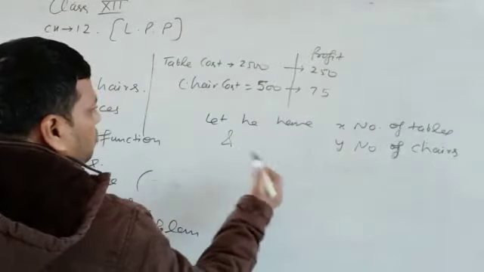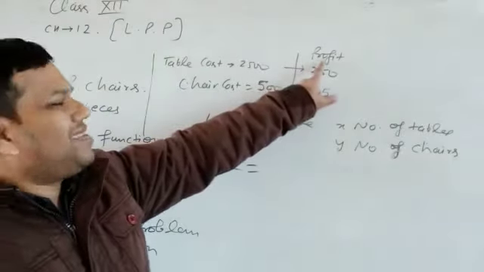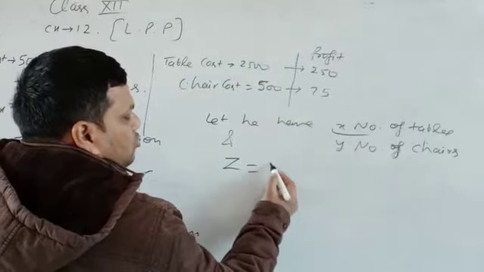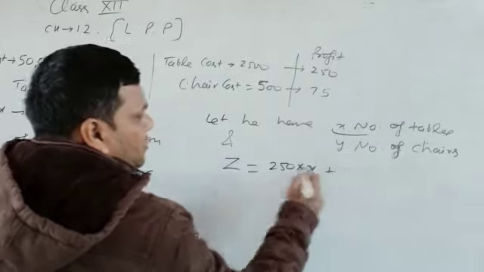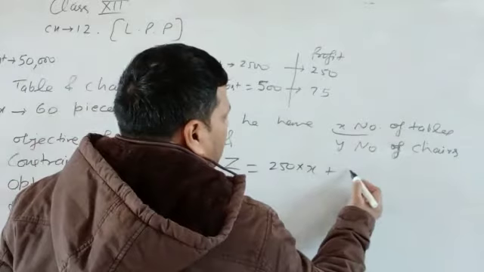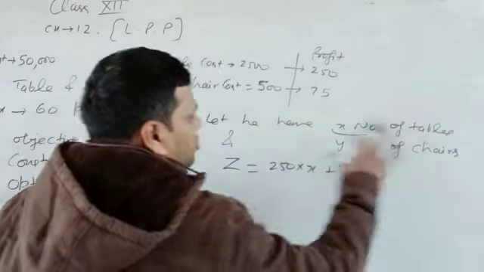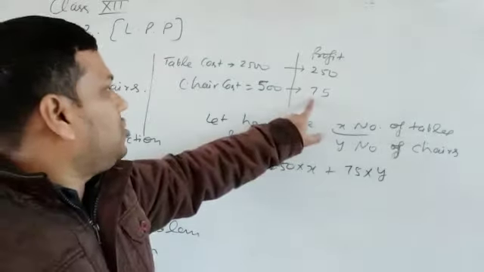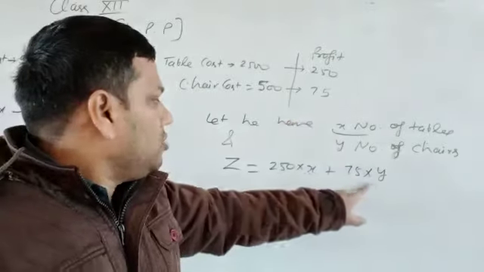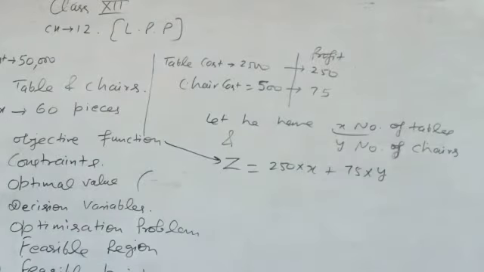Now you should know what the objective function is. The objective function is the maximum profit. If he invests in x number of tables, then 250 into x is the profit on tables, and he will also have the profit 75 into y on chairs, right? Since one chair has 75 rupees profit, I got this equation. This is called the objective function, right?